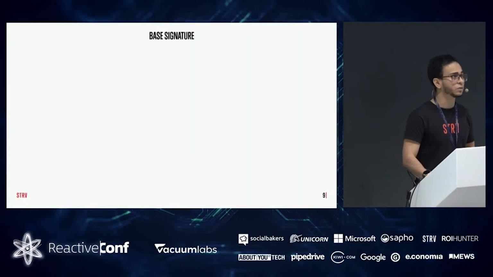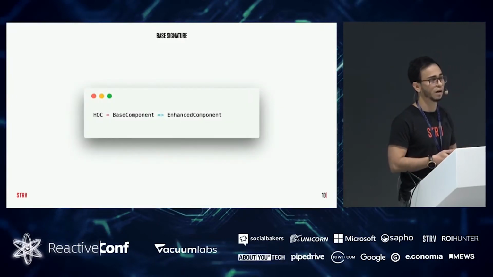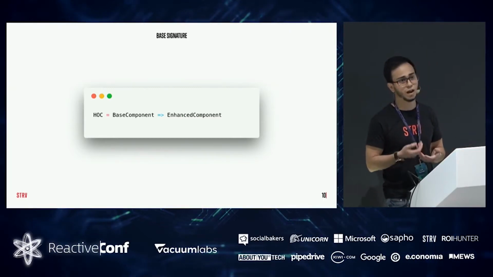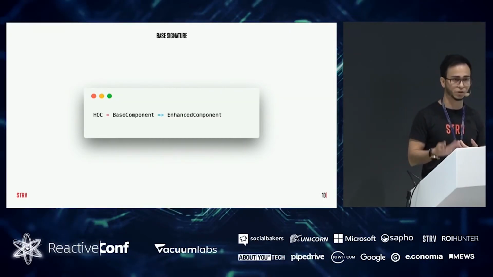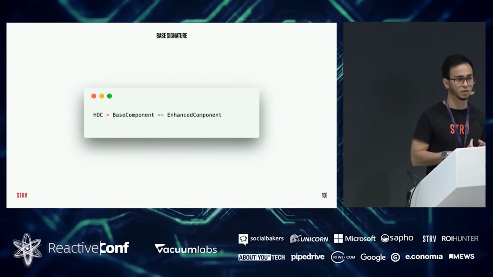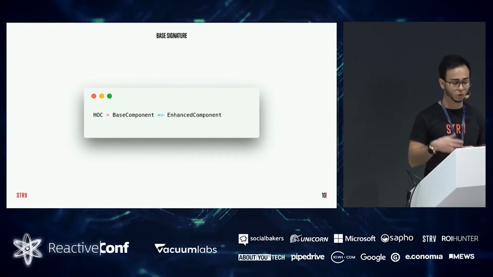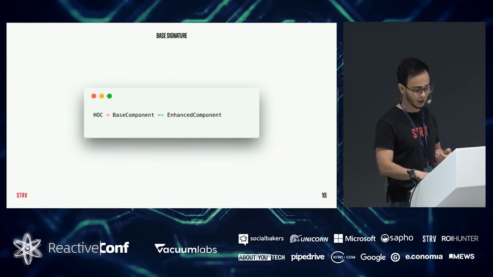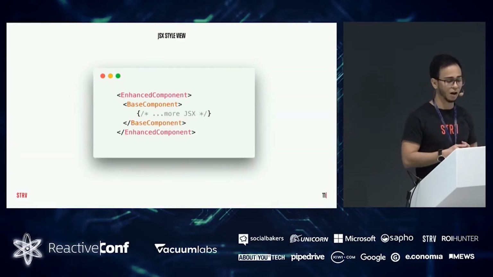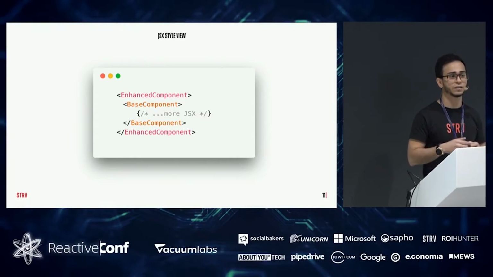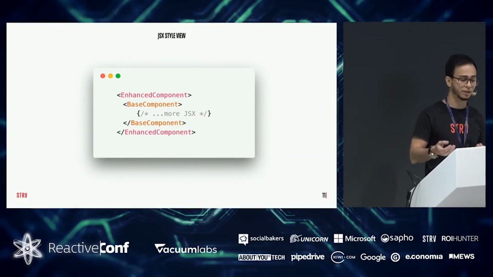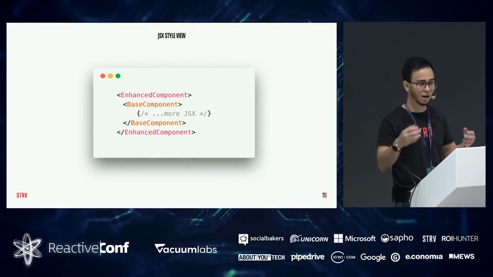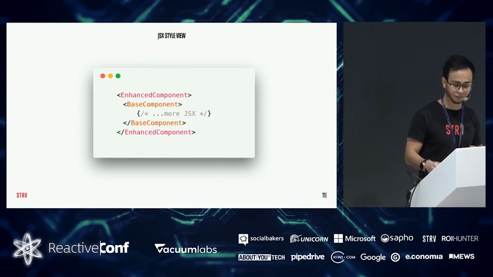Let's check the base signature of a higher order component. It's just a function that takes a component as input and returns a new component. The component it returns is an enhanced version, which might have extra properties, or during this process of enhancing, this function might perform some side effects. And if we go to the React inspector, we'll see that the JSX that corresponds with this enhancing will look like this. The outer enhanced component is going to be outside, and inside is going to be our nested component.